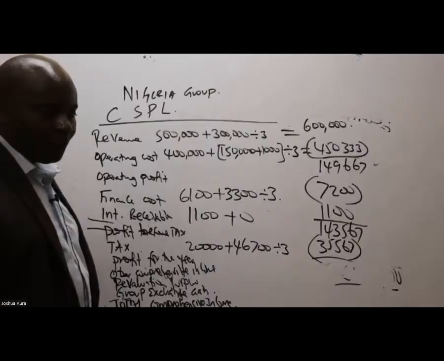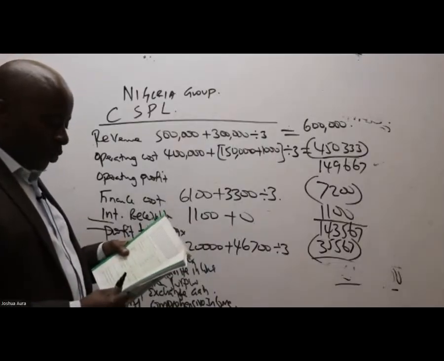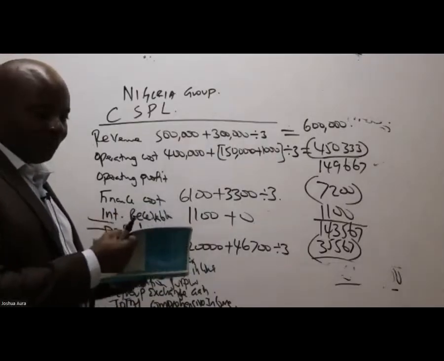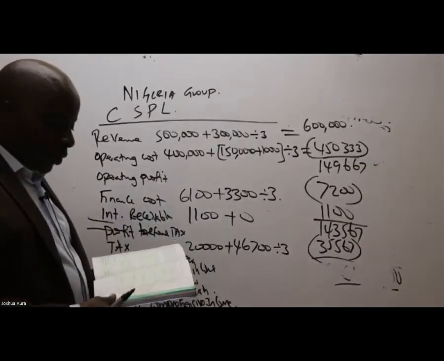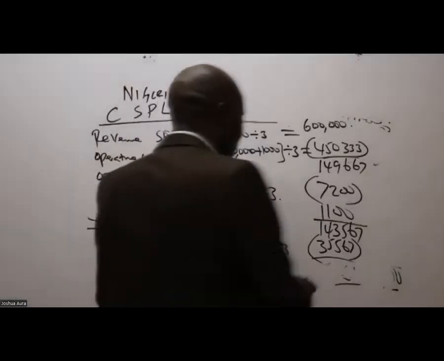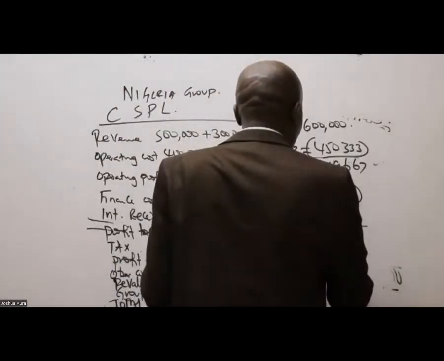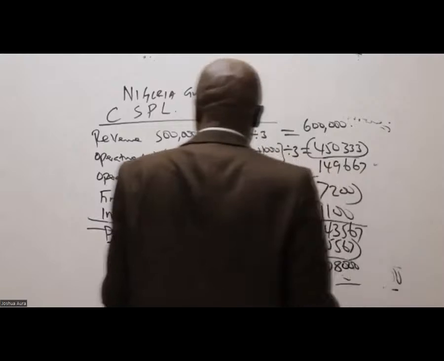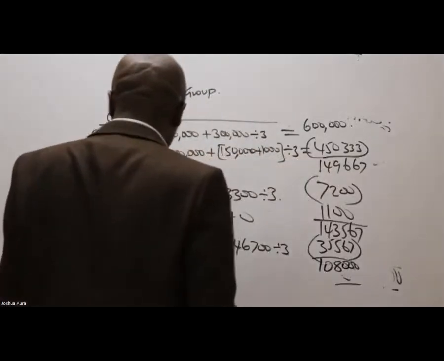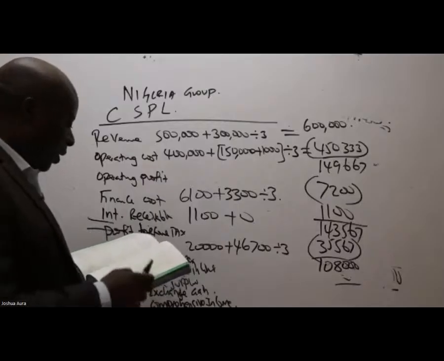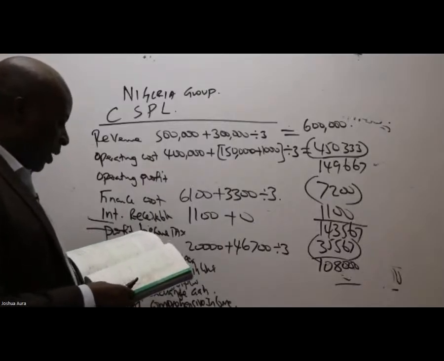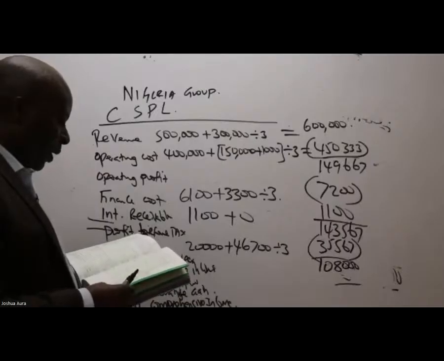Profit for the year. What do we have there? Profit for the year: 108,000. From there, come and give us other comprehensive incomes. Please give me the revaluation surplus.